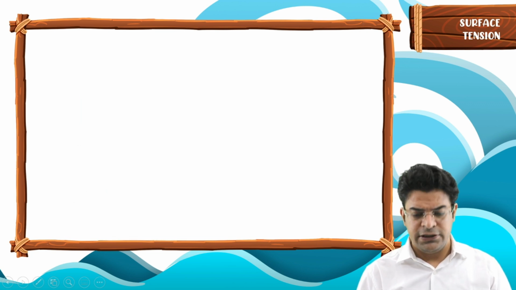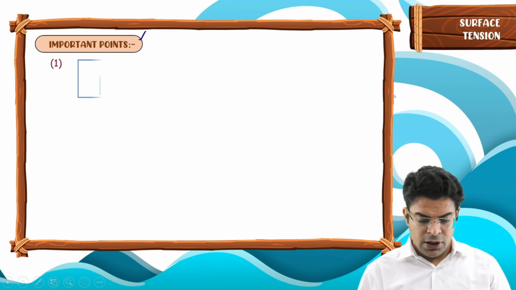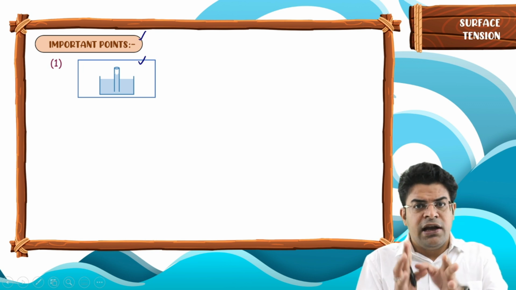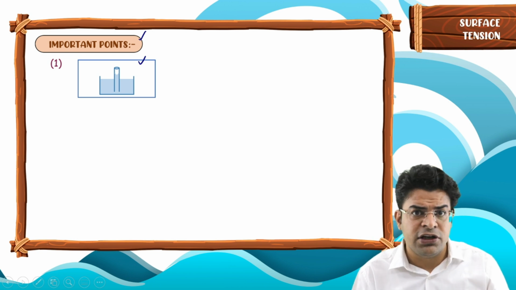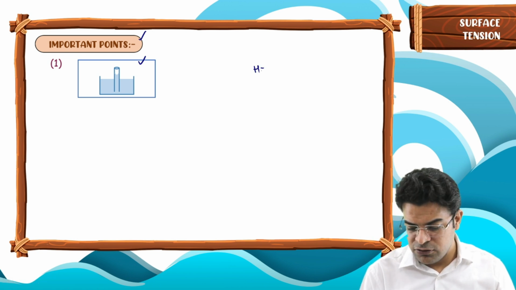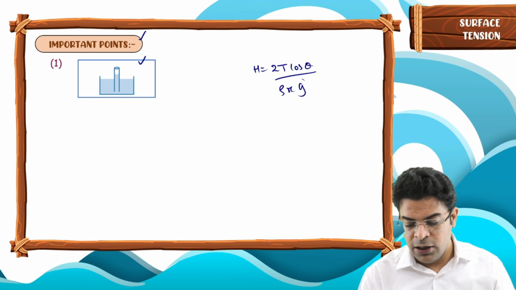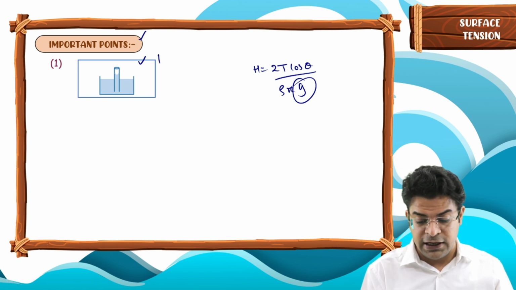So now let's see important points about capillary rise. The first point: if you have placed a capillary tube in a container and it is placed inside a lift, and let's say the lift goes up with an acceleration a. So in the formula h equals 2T cos theta by rho rg, in place of g, substitute g effective, which will be g plus a, if the lift goes up with an acceleration a.